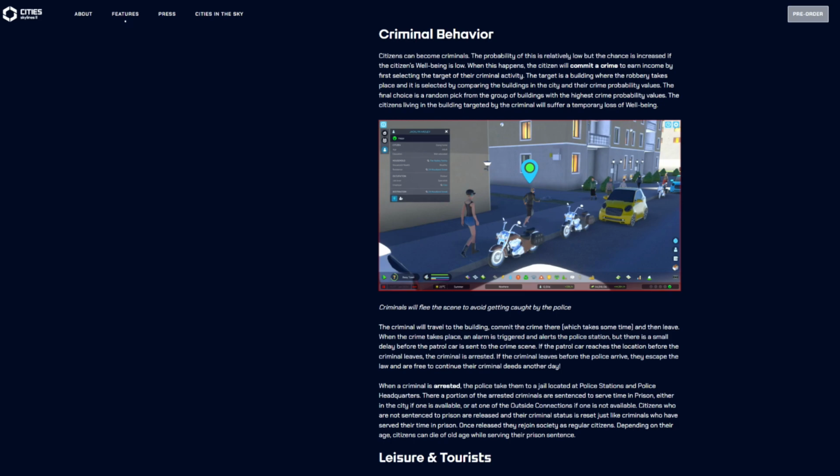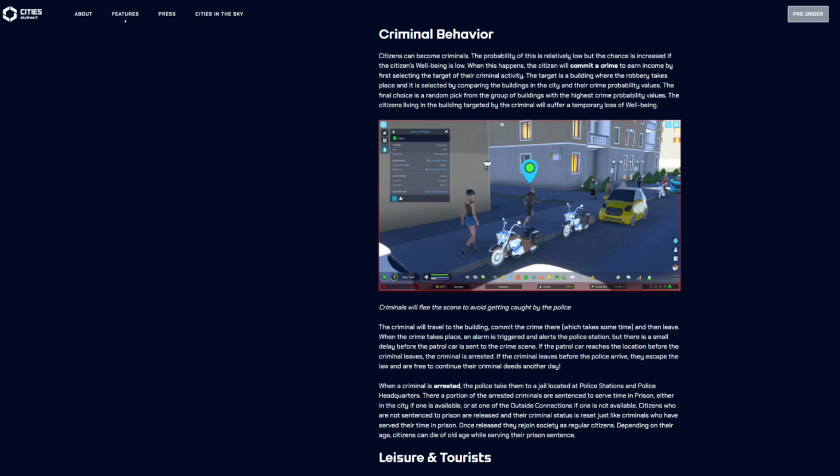When this happens, the citizen will commit a crime to earn income by first selecting the target of their criminal activity. The target is a building where the robbery takes place, and it is selected by comparing the buildings in the city and their crime probability values. The final choice is a random pick from the group of buildings with the highest crime probability values. The citizens living in the building targeted by the criminal will suffer a temporary loss of well-being.